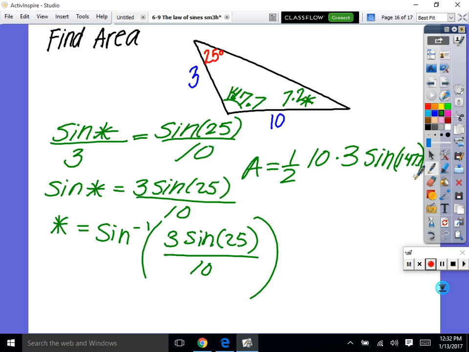Does everybody understand how to do that? So I had to do a few extra steps to figure out enough information to actually find the area. So you would just type it in. All right, the time is yours.